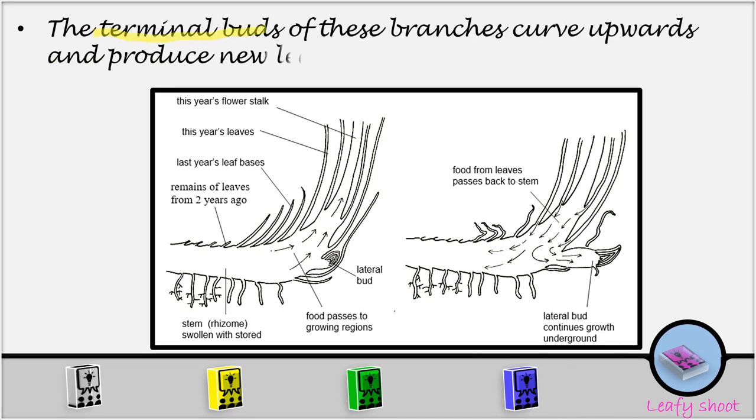The terminal buds, these branches curve upwards and produce new leafy shoots and flowers. So for the terminal buds, they will bend upwards, and when they bend and curve upwards, they will produce now the new leafy shoots and the flowers. Those are the terminal buds. They bend up and go above the ground, and then they produce the leafy shoot and the flowers.